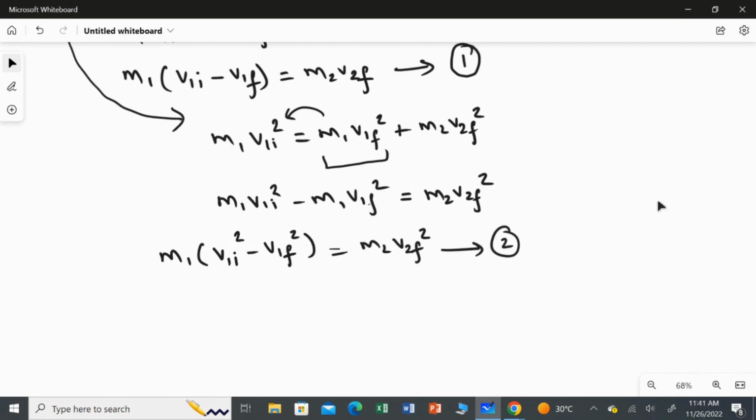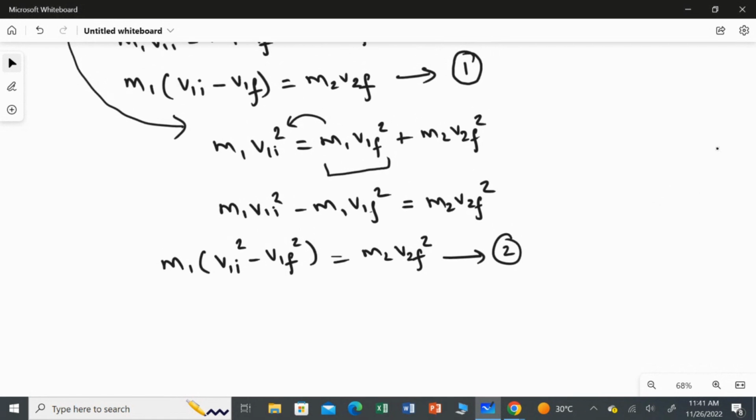Now what I'm going to do, I'm going to divide the second equation by the first equation. I'm going to divide this term with this term, and this term with this term. Clear? So let's work it out.